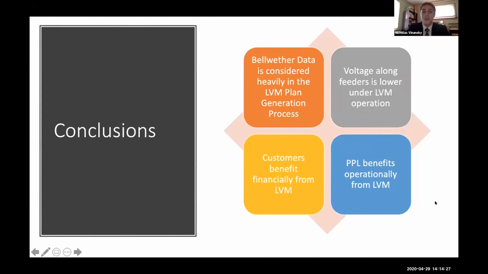In conclusion, the bellwether data is considered heavily in the LVM plan generation process, as shown previously. The voltage along feeders is lower under LVM operation, which was shown in the first semester results, as well as the financial results. The customer does in fact benefit financially from the use of LVM in the units of thousands to hundreds of thousands of dollars. And finally, PPL benefits operationally from LVM as voltage is lower along distribution lines, leading to a longer system life.